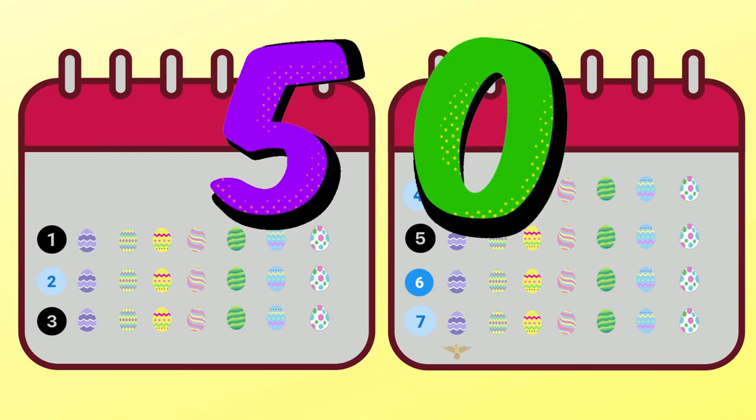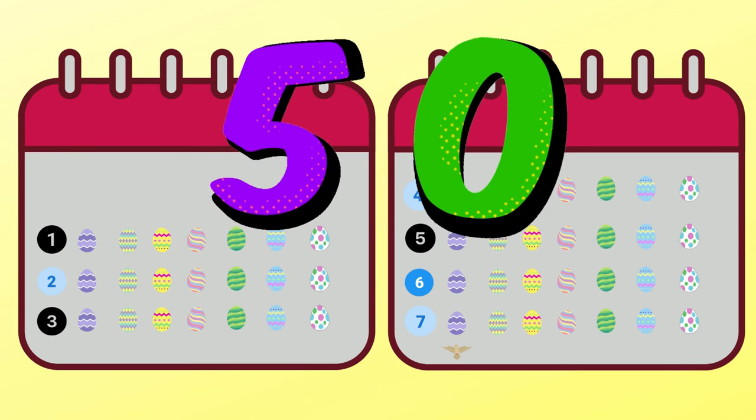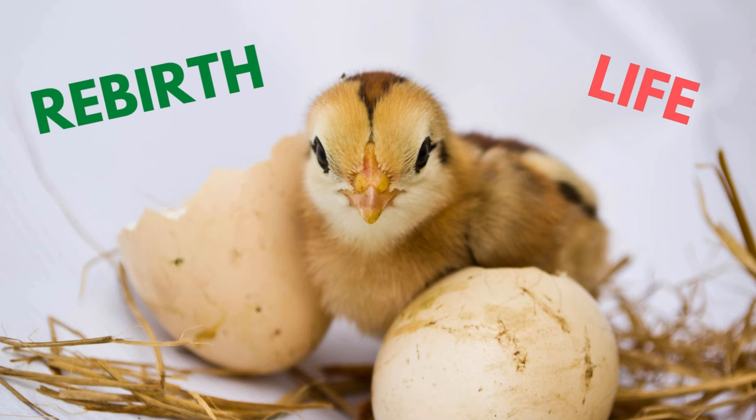Although the main Easter celebration happens on Easter Sunday, for Christians, Easter lasts for 50 days and it ends with the celebration of Pentecost. Easter is related to the Jewish celebration of Passover, which I will explain in another video. Easter is a celebration of life and rebirth. In this video, I will explain some of the ways people celebrate Easter around the world.